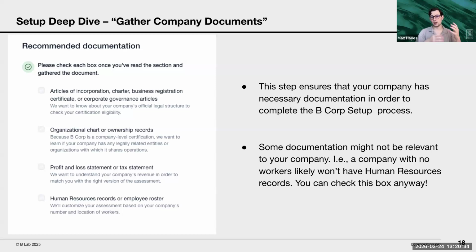So it may be that your parent company, your subsidiaries, maybe even sister companies need to be captured and included in your B Corp certification. So having an org chart will make it really helpful to complete assessment setup. You'll also need a P&L statement because we'll be asking some information about revenue, which is how we determine a company's size, as well as this last piece here around an employee roster or HR records, because we'll need to know how many employees you have and what types of employees.